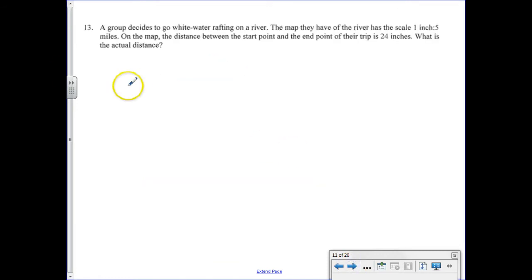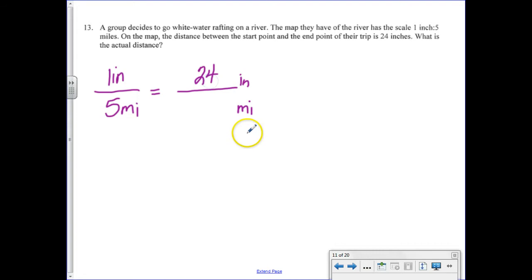Number 13. A group decides to go whitewater rafting on a river. The map they have of the river has a scale of 1 inch to 5 miles. On the map, the distance between the starting point and the end point of their trip is 24 inches. What's the distance? That means inches is on the top for me with my numerator, and I'm looking for the miles. 1 times m equals 5 times 24.